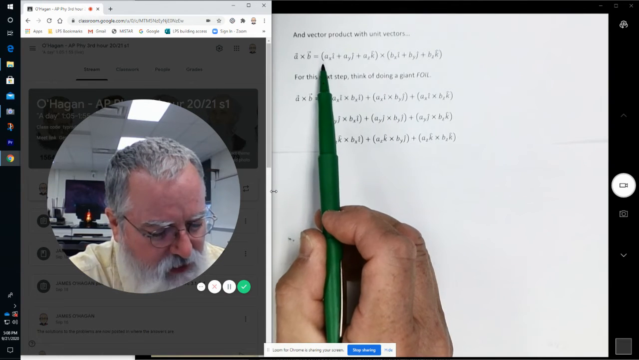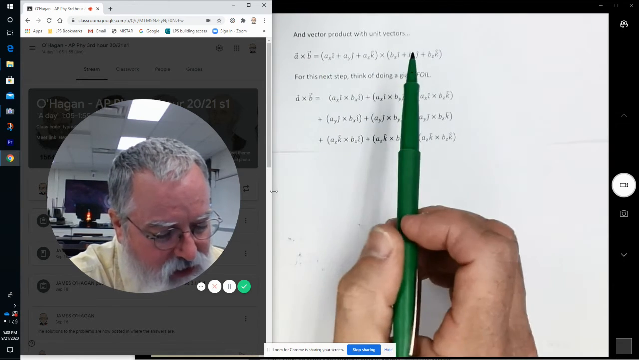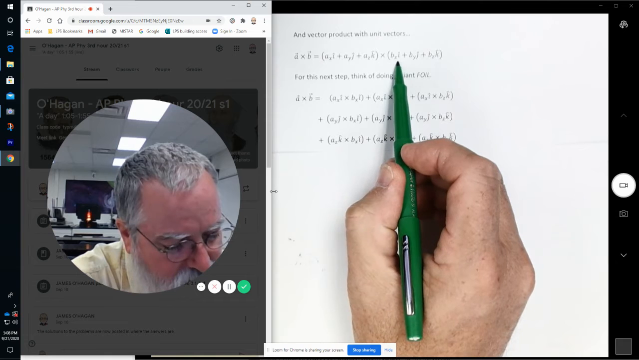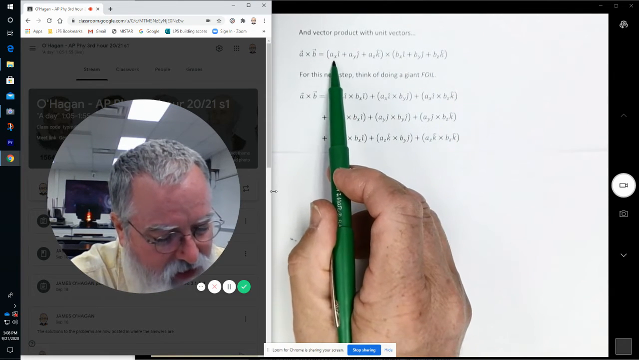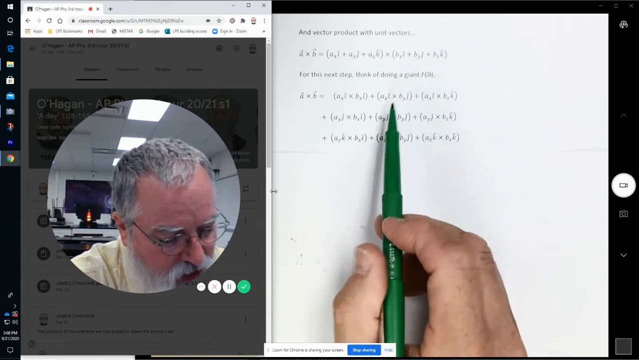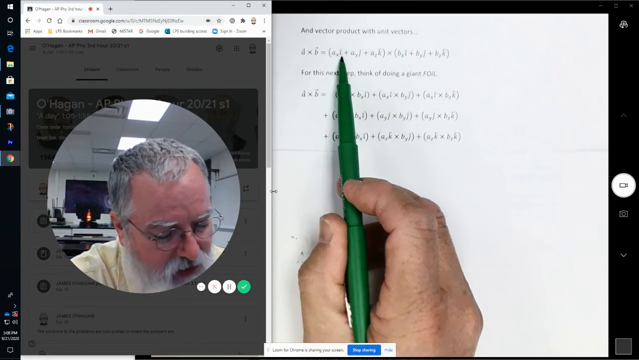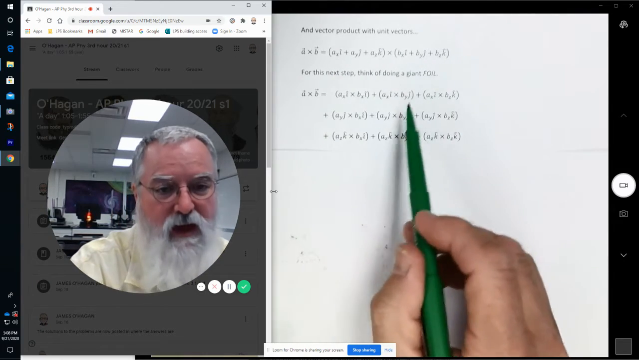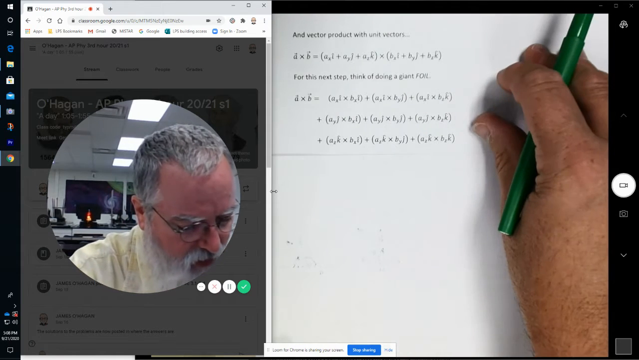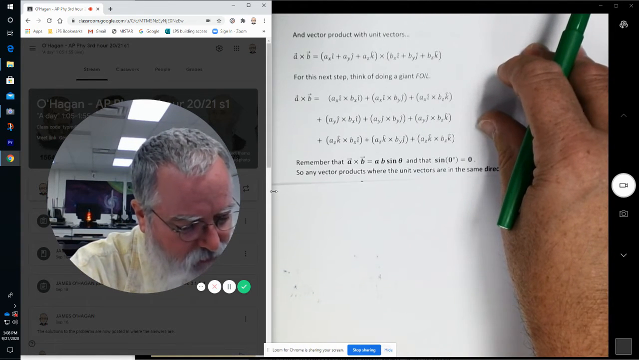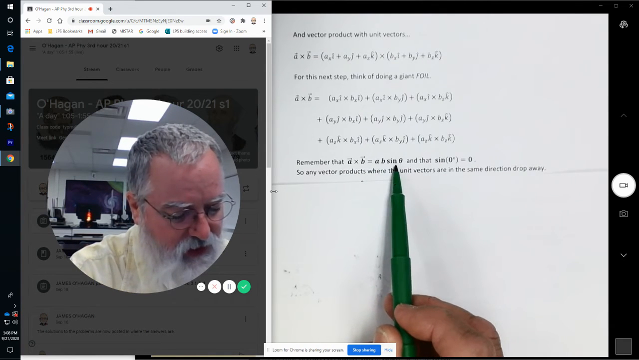It's going to be Ax in the i direction cross Bx in the i direction. Right there: Ax i cross Bx i. Then Ax i cross By j. Then Ax i cross Bz k. We go through that whole thing and we get these terms for our cross product. Next idea: let us remember that the magnitude of A cross B equals AB sine theta.